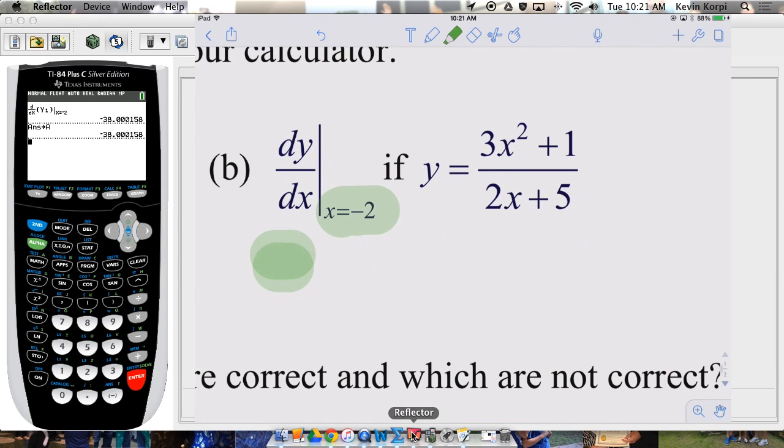So we could say that this equals -38. So it's possible to do it from the graphing screen, but even if you type your equation into y1, you should still do it from the home screen.